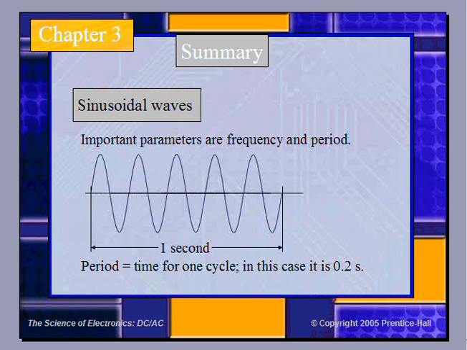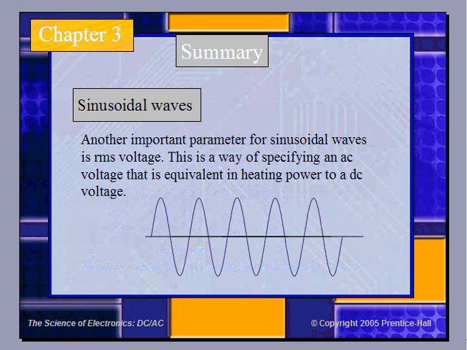Important parameters are frequency and period. Period is the time for 1 cycle. In this case, it's 0.2 seconds. So if it takes 1 second for 5 cycles, 1 cycle takes 0.2 seconds.